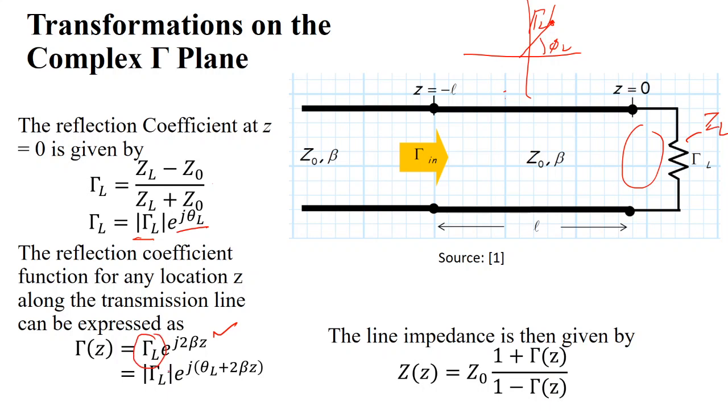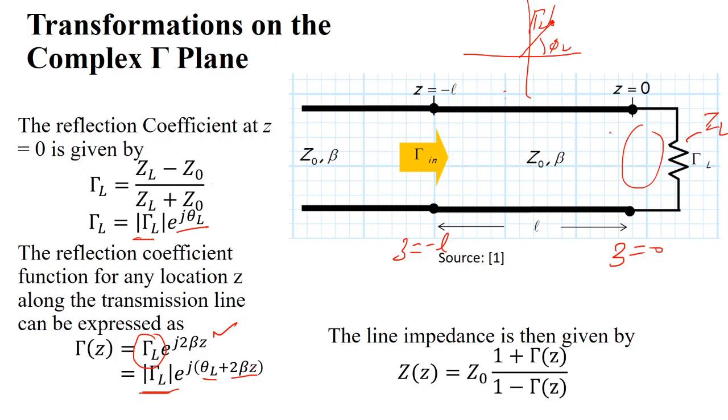So for lossless lines, if the transmission line is lossless, then this magnitude will remain constant and the phase will be added. These two will be multiplied here, and the phase will be added. So at a particular value of z, you have to add this phase. For a given length L, if we consider this to be z equals 0, then here z equals minus L. So you put z equals minus L and then you can find gamma z.